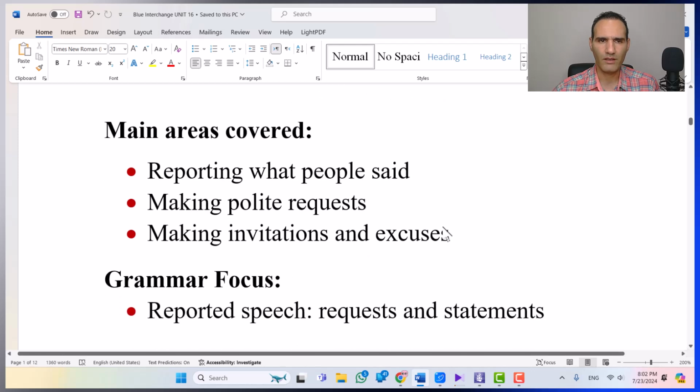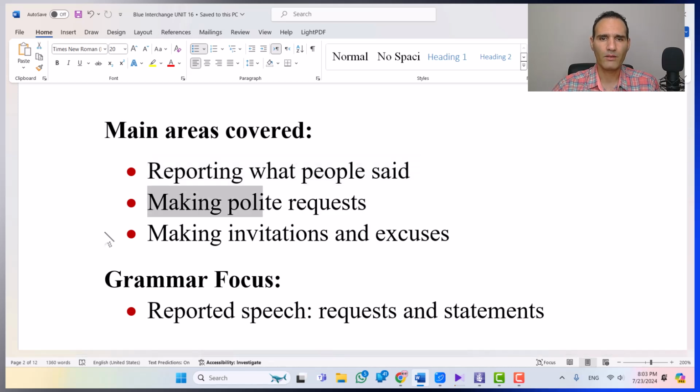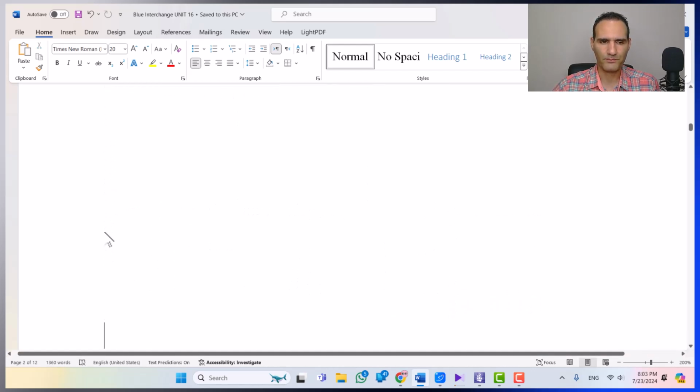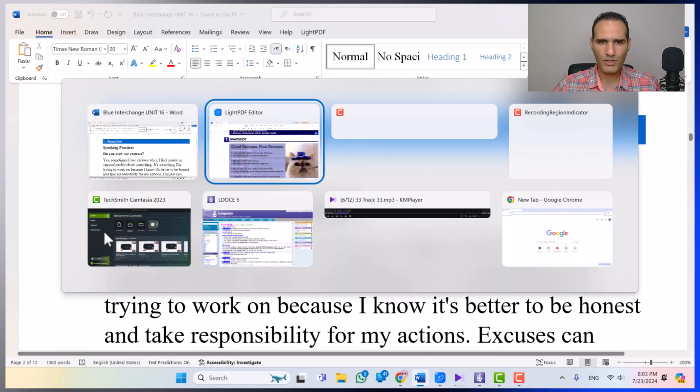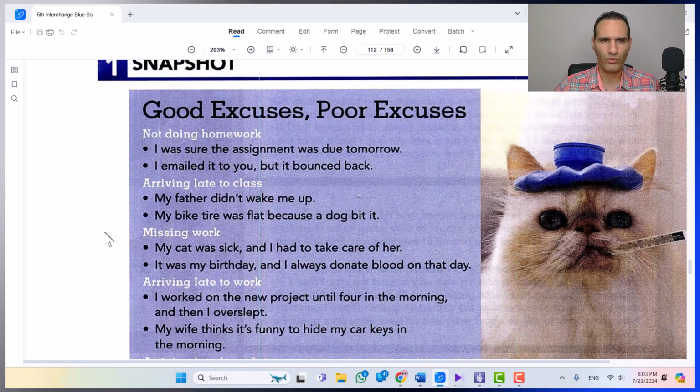Unit 16, making excuses. Main areas covered today are reporting what people said, so reported speech is our grammar, making polite requests, making invitations and excuses. So again, you see make invitations, make excuses, and grammar focus mainly focuses on reported speech, both for requests and for statements. Snapshot and some warm-up for excuses. It says good excuse, poor excuse, or the plural, good excuses, poor excuses.